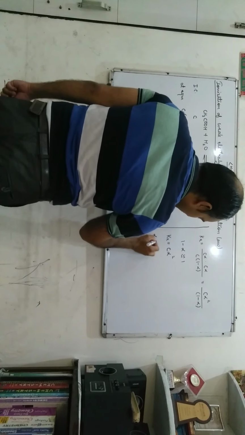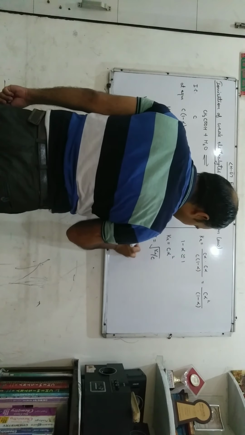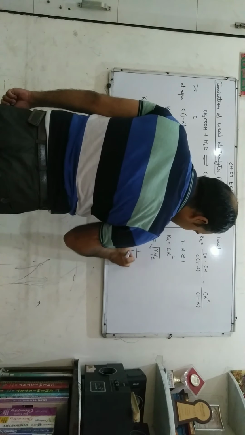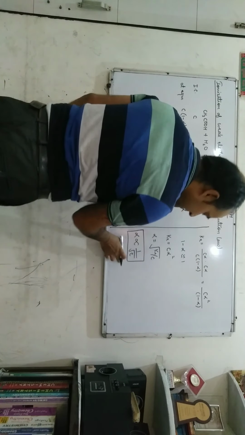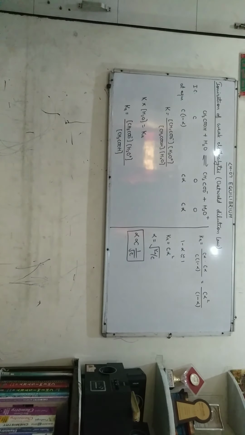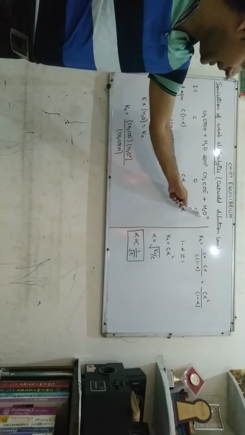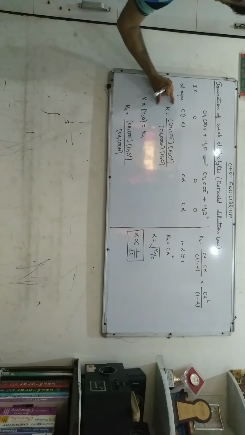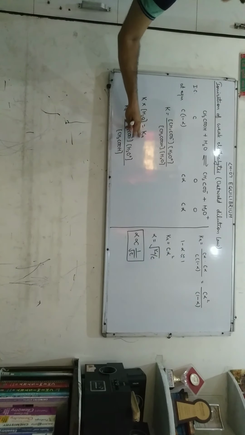Thus the value of alpha is equal to the square root of Ka upon C, or we can say that alpha is inversely proportional to the square root of C. That is the Ostwald dilution law. I repeat it again. Acetic acid on ionization gives acetate ion and hydronium ion. The equilibrium constant expression is written like this way. But the product of K and H2O is taken to be Ka. It is the dissociation constant for acid.